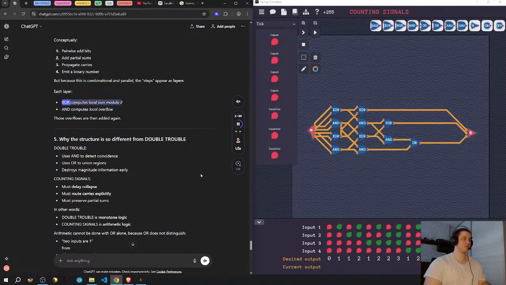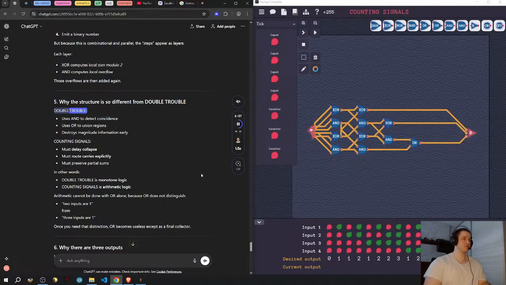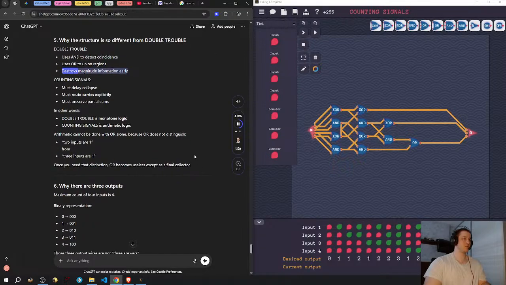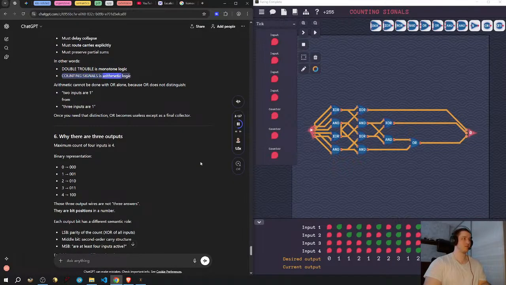Each layer, XOR computes local sum modulo 2, and AND computes local overflow. Those overflows are then added again. 5. Why the structure is so different from double trouble. Double trouble uses AND to detect coincidence and uses OR to union regions. It destroys magnitude information early. Counting signals must delay collapse, must route carries explicitly, must preserve partial sums. In other words, double trouble is monotone logic.